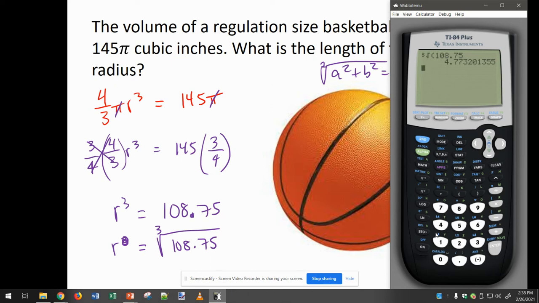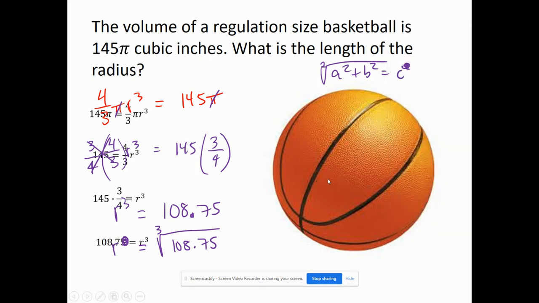And another way to do this, which you'll learn in Algebra 2 later, is to start with this number, 108.75, and raise it to the power of 1/3, the reciprocal of 3. And it's the same thing. Kind of mind-blowing.